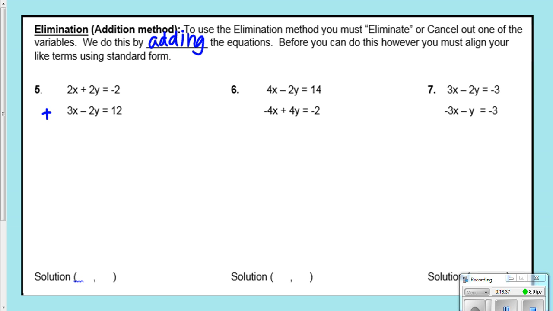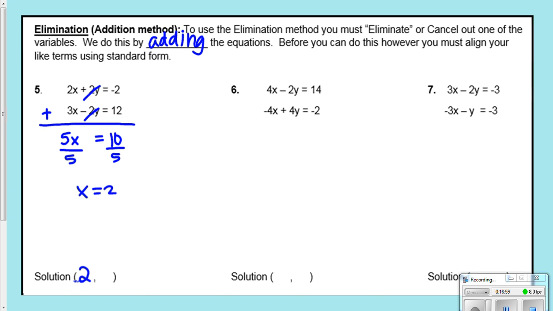So I'm just going to add these 2 equations together. 2x plus 3x, that's 5x. Positive 2y and negative 2y, well, guess what? That's 0. These cancel out. Negative 2 and 12, that gives me 10. Now I have an equation I know how to solve. Divide by 5, so x equals 2. There's the first part of my solution.